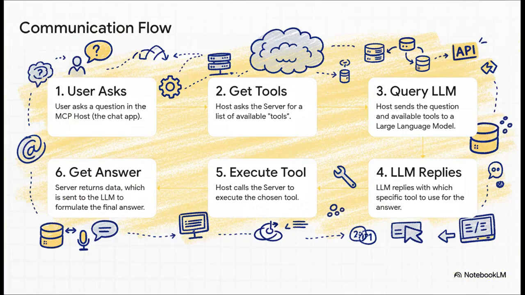Okay, check this out. It all kicks off when you ask a simple question in the chat app, something like, hey, how many customers do we have? Step 1, the host, your app, asks the server, what tools do you have? Step 2, it takes your question and that list of tools and shoots it over to a large language model. Step 3, the LLM looks at it and says, aha, to answer that, you need to use the customer count tool. So then the host calls the server and tells it to run that specific tool, which goes and queries the database.